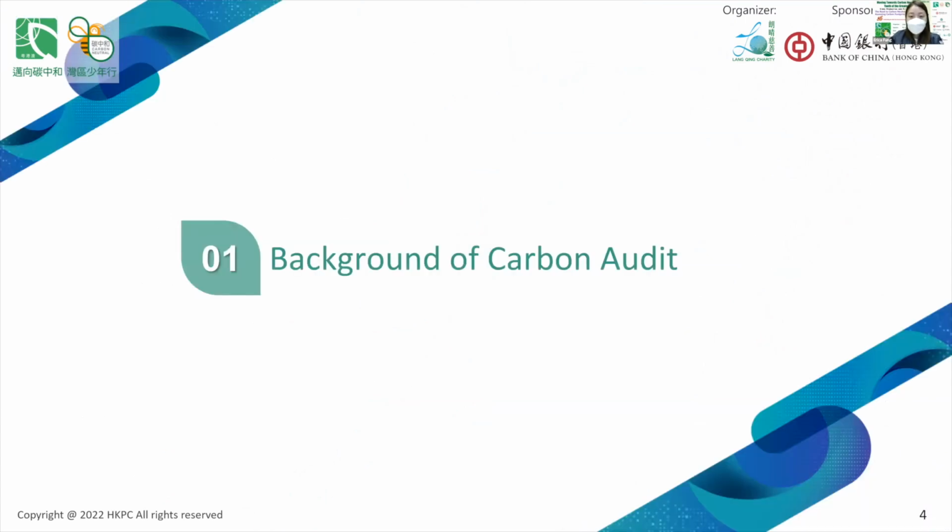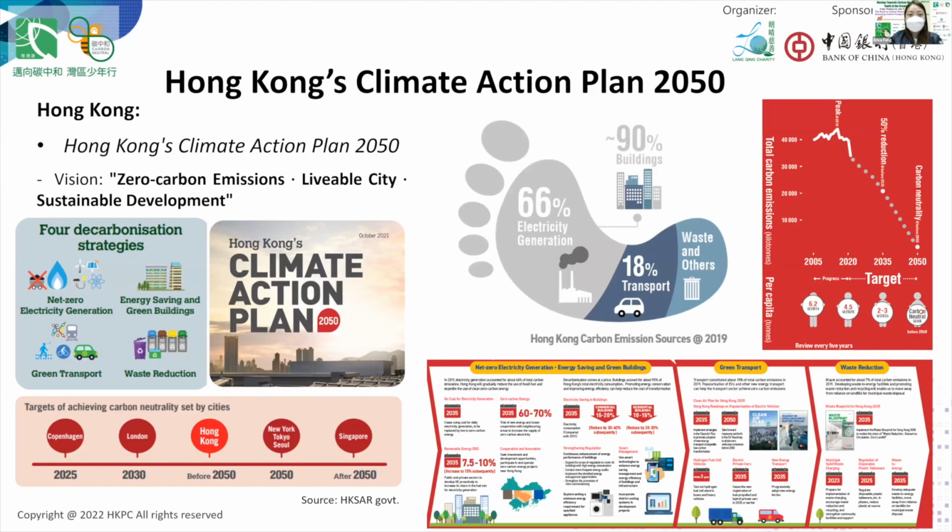So for the background of carbon audit, actually, there is rising noise about carbon recently. It is majorly because on the policy address announced in 2020 that Hong Kong would strive to achieve carbon neutrality before 2050. And the government would like to set out more proactive strategies and measures to reduce carbon emissions among the city. And actually, the climate action plan in 2015 has brought out 4 major decarbonization strategies, including net zero electricity generation, energy saving and green buildings, green transport, and waste reduction.